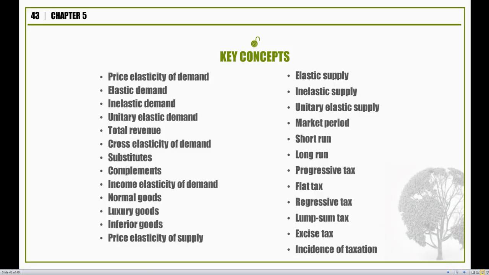With this we'll finish up chapter number 5, where we took a look at elasticity. We essentially broke away from the overlap between macro and microeconomics, focusing fully on a microeconomic concept. We talked about all the different types of elasticity on the demand side, also on the supply side, determinants of elasticity, and we also took a closer look at taxes and the incidence of taxation.